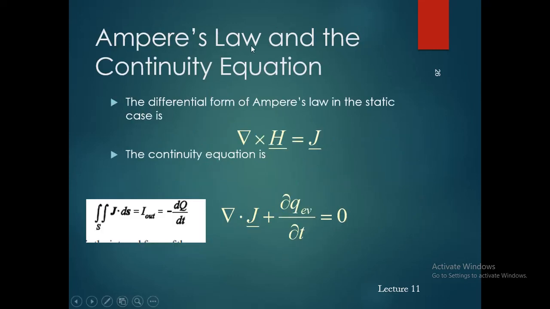So next, the second pillar is Ampere's law and the continuity equation. The differential form of Ampere's law in the static case is del cross H equal to J, plus D dot. D dot is nothing but ∂D/∂t, the time derivative of the electric flux. With respect to that, the continuity equation is del dot J plus ∂D/∂t equal to 0. Here ∂D/∂t is equal to 0 for the static field. So del cross H is equal to J. This is the continuity equation of Ampere's law.